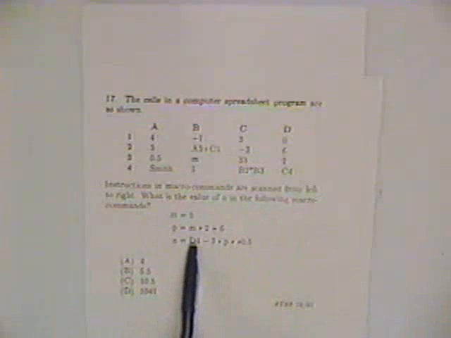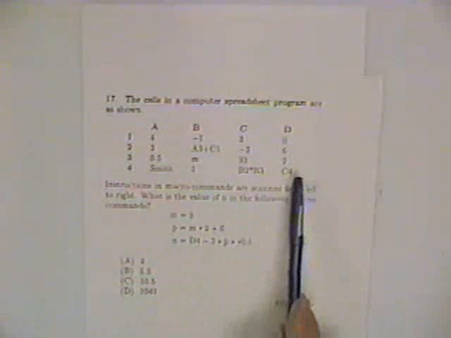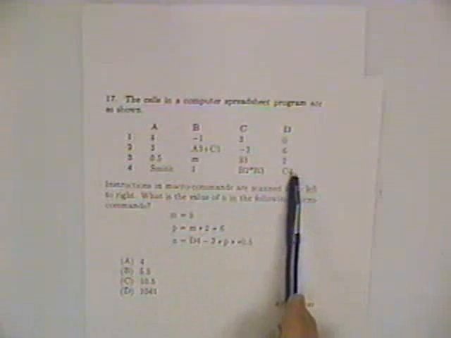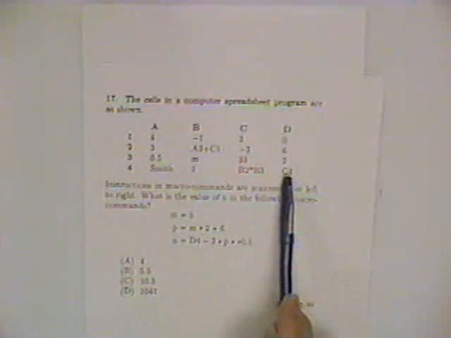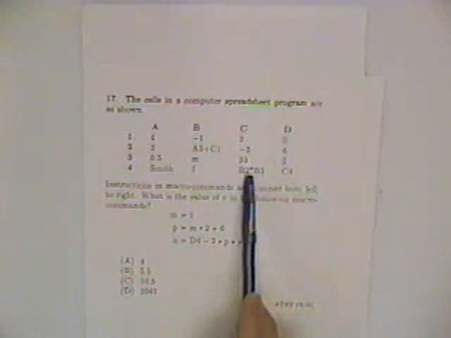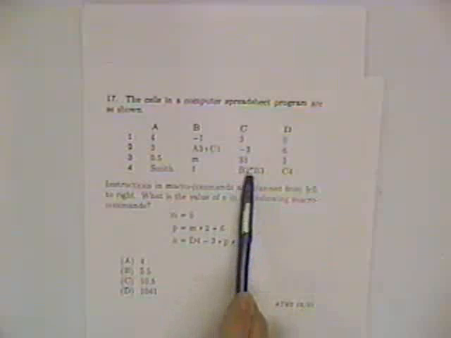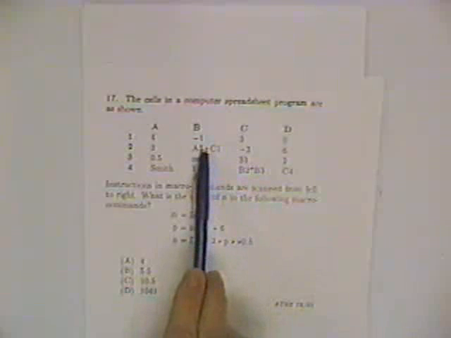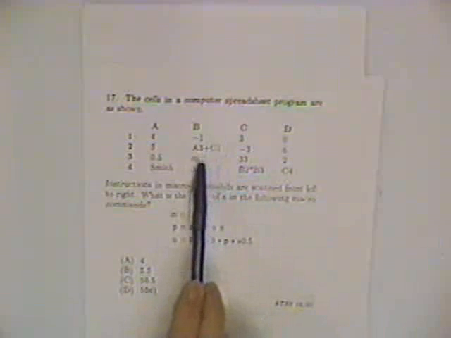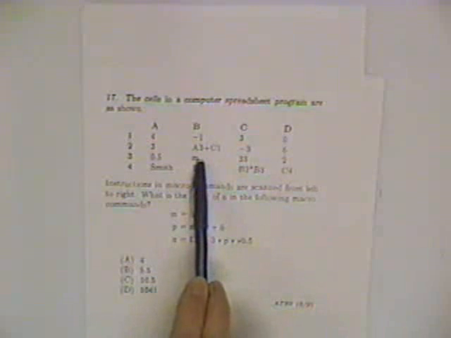To get the value of n, you need to know what is in cell D4. Cell D4 is just equal to the value that's in cell C4. To get C4, you need to know what's in B2 and B3. To get B2, you have to know what's in A3 and C1. And to get B3, you need to know the value of m. So again, the approach is you need to pretend that you're the computer and go through this systematically, doing the calculation step by step.